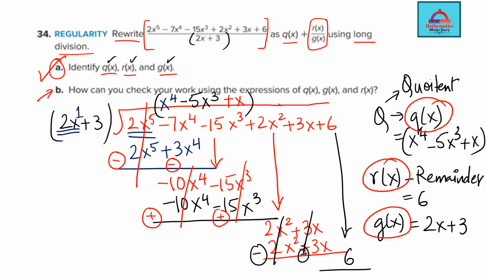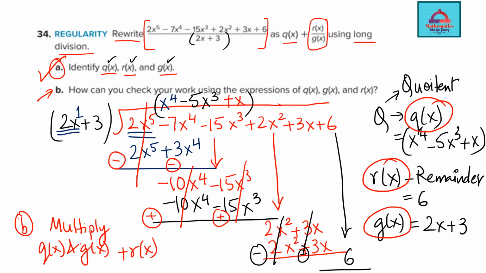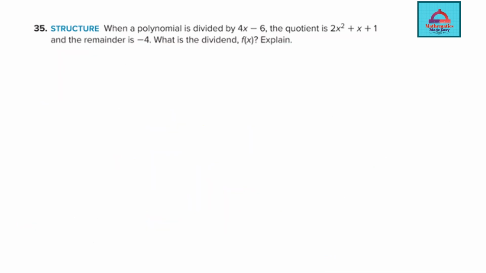So in this one, how can you check your work using the expressions? So just the hint is multiply these two. Use the division algorithm basically. So for part B, the hint is multiply qx and gx and then add rx. So division algorithm will apply, and what you will get is the original dividend, means this part. So that will check your answer, and that will tell you that yes, you have done correct long division.